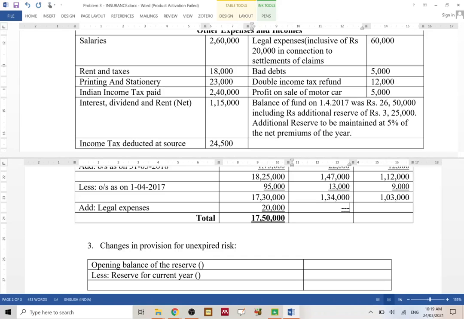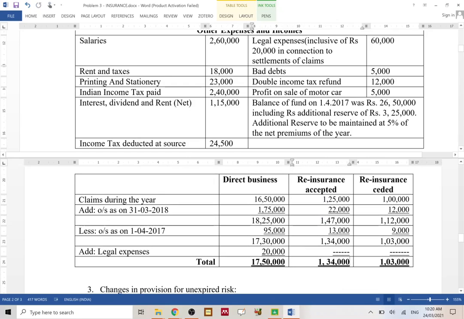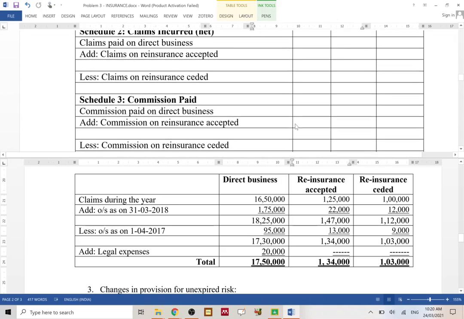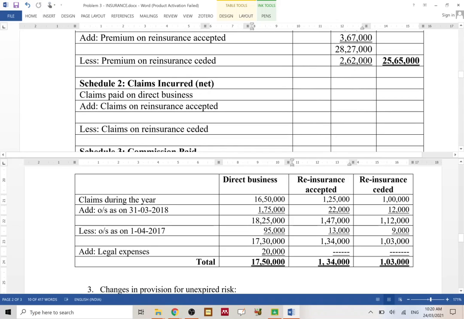Okay, nil here, nil here. So we will have the same totals, 1,34,000 and 1,03,000. Done. Okay, so these are the total amounts of claims on all types of reinsurance, all types of insurance businesses, direct, accepted and ceded.